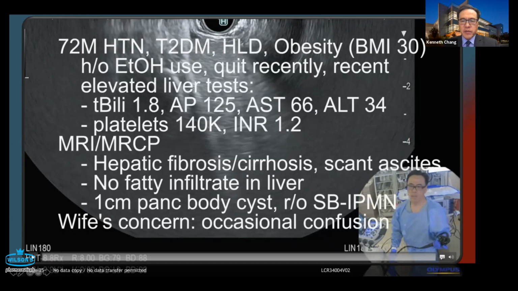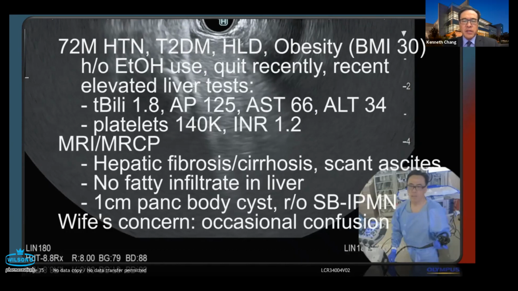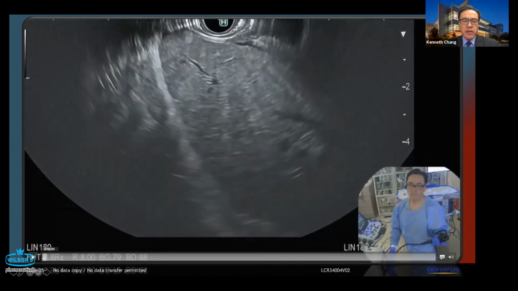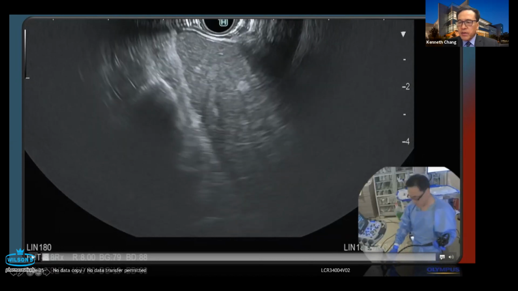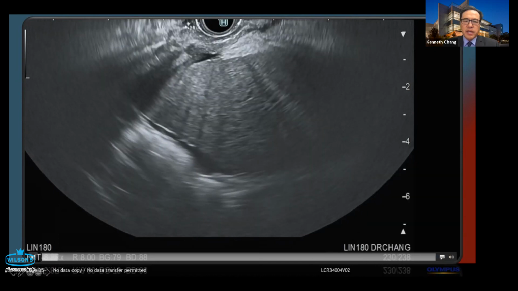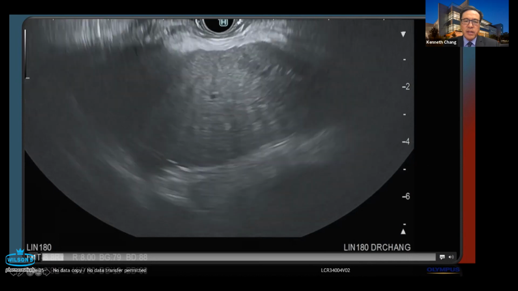So the wife's main concern, which is always the important thing to listen to, the wife, is occasional confusion. So you wonder if the patient has started to have some encephalopathy. So we'll roll this video of the case. Okay. And so here in the first 2 seconds, let me lower the in-room volume. Trace amount of ascites. We're seeing now a non-smooth liver surface and a blunted liver edge. Here's the ascites, very scant amount.